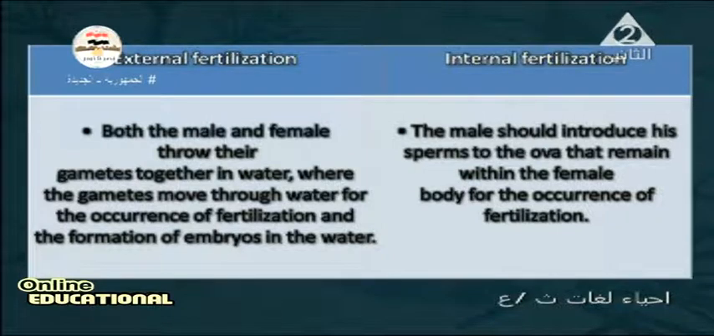While in internal fertilization, what happens? The male should introduce his sperm to the ova that remain within the female. Like the human, who undergo internal fertilization: the ovum is inside the uterus of the female, and the sperm enter inside the body, inside the uterus, until they reach the ovum and fertilize it.